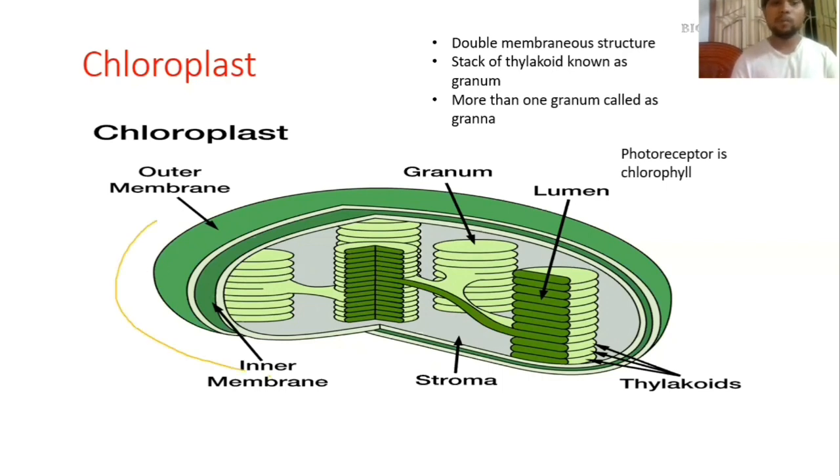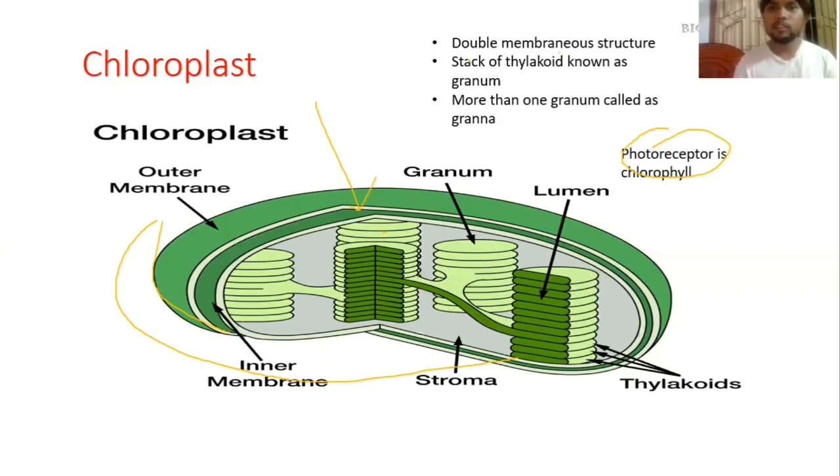If chloroplast is not there, sunlight will not be absorbed. Why? Because sunlight is absorbed by the chloroplast, and the chloroplast contains chlorophyll. Chlorophyll is the photoreceptor. The photoreceptor is contained in the chloroplast granum or thylakoid. Because of this chlorophyll only, light is absorbed. So we'll see about the chloroplast first.